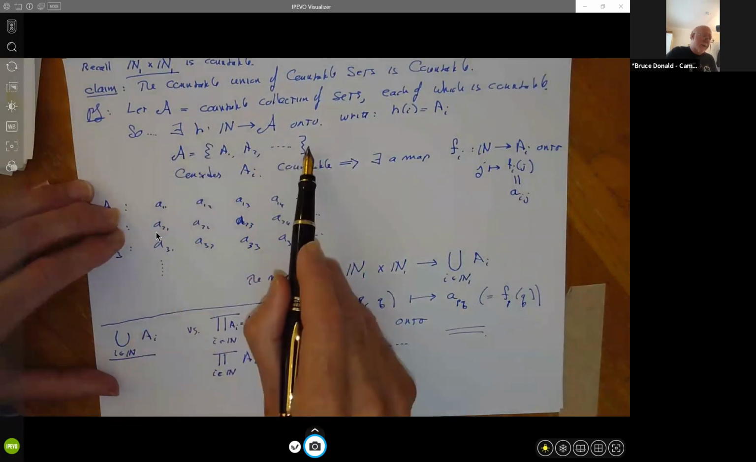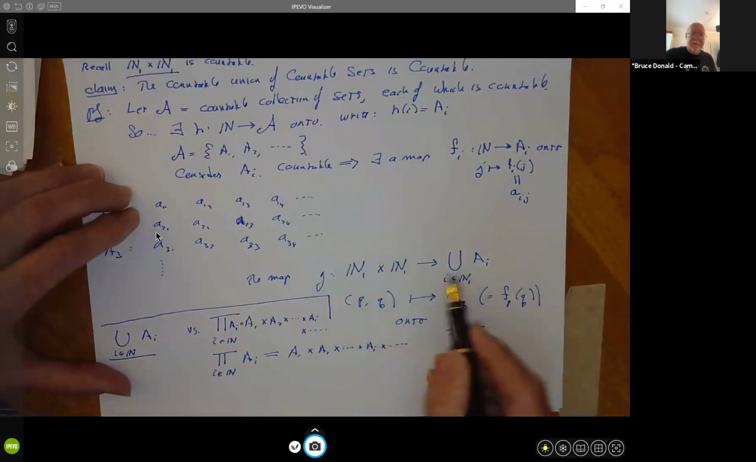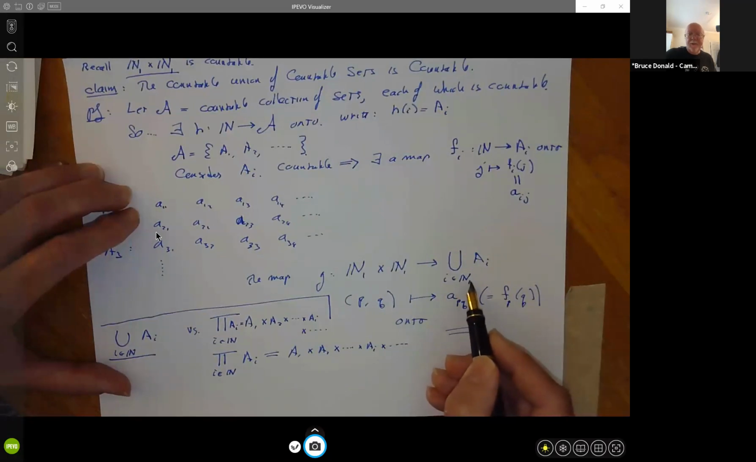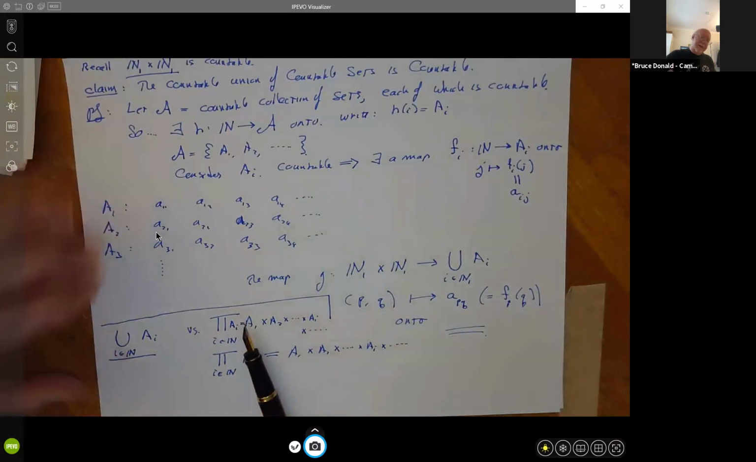If this set isn't countable, then my theorem doesn't hold. So I could have an uncountable collection of countable sets. Does that make sense? Look at the index here. If I replace this by, say, the real numbers, that would not be a countable set. So a counterexample to your claim.